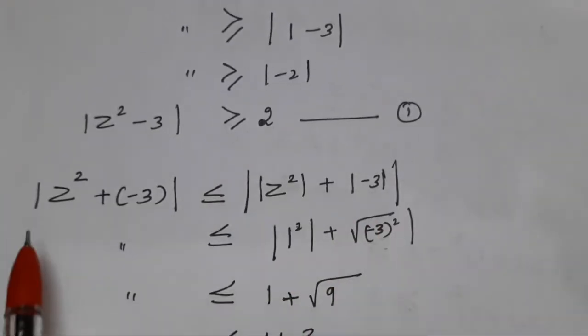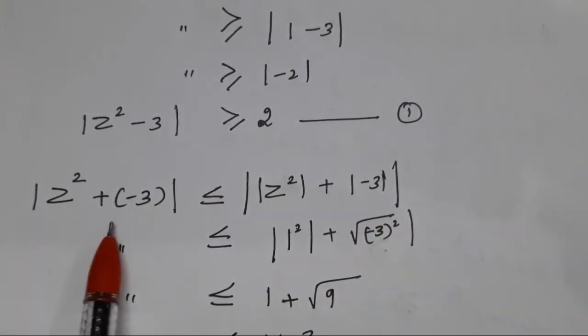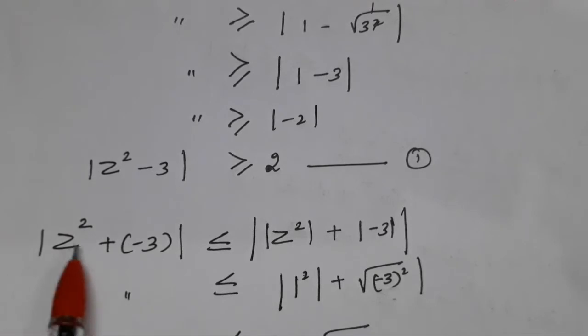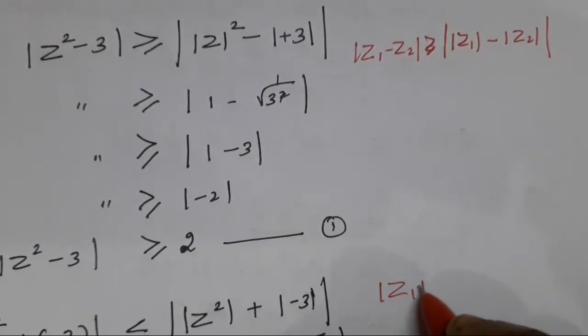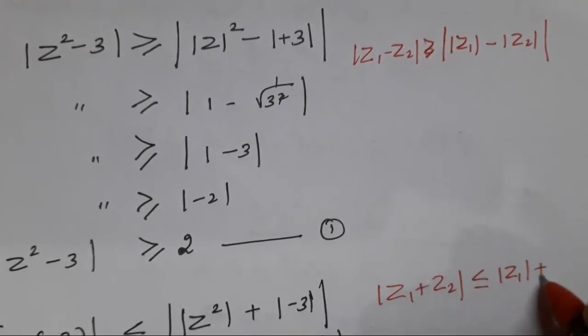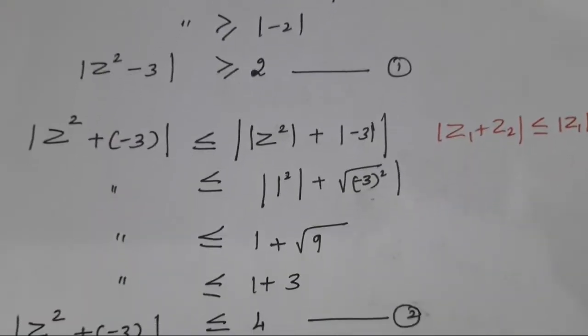Next, modulus of z square, we want the plus sign. Plus means what? Plus into minus, we take the minus only outside. So plus into minus is minus. So the modulus of z square plus minus 3. That is what we know: modulus of z1 plus z2 is less than or equal to modulus of z1 plus modulus of z2. Remember the property. Using the property only we solve the sum.